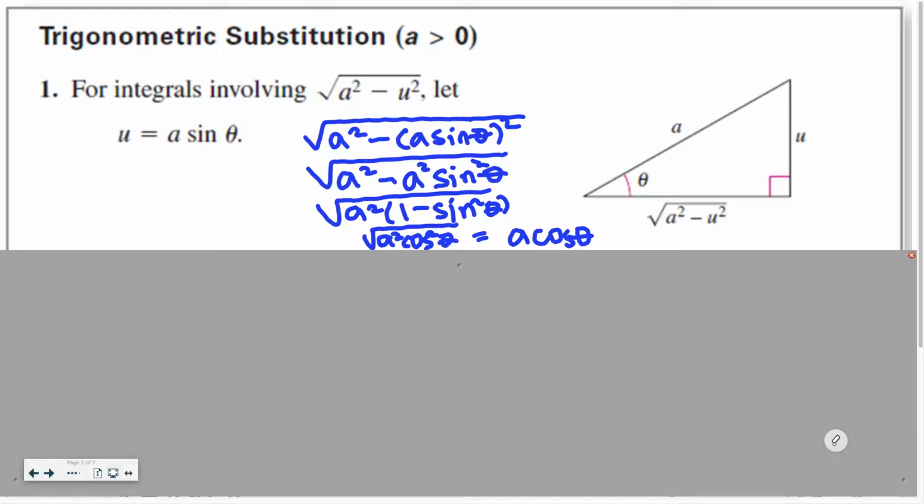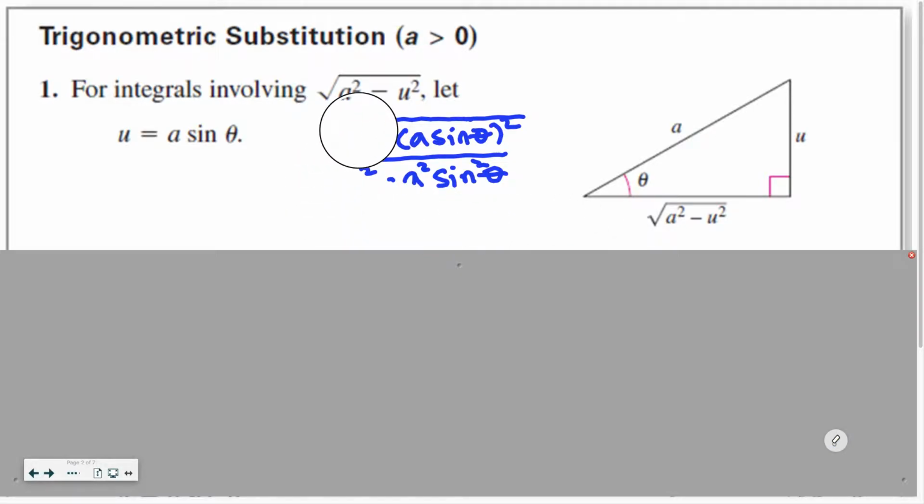So what I want you to write down is this right here. If we have a square root of a squared minus u squared, we're going to use this substitution. And even if you don't remember this, you can at least play around with what to plug in knowing your identities.